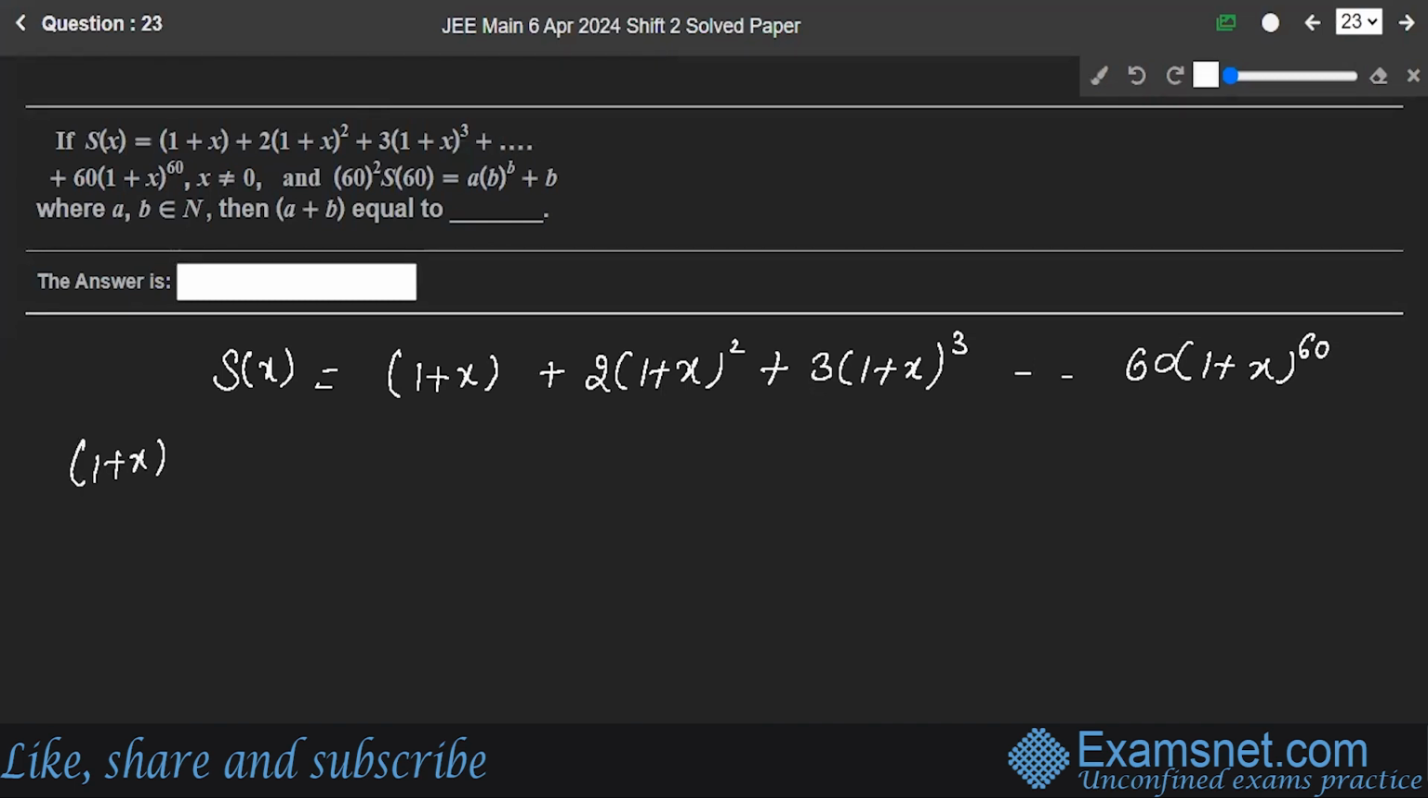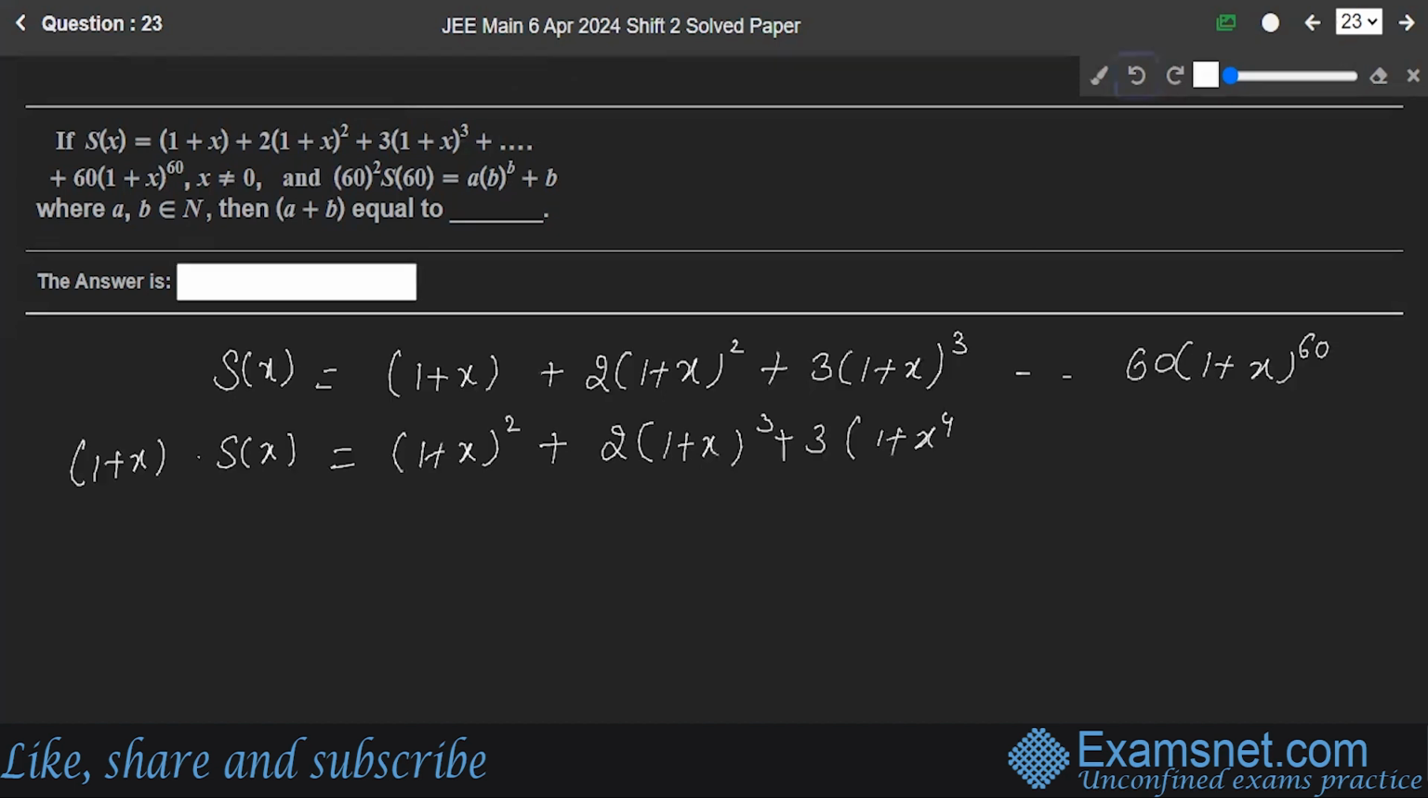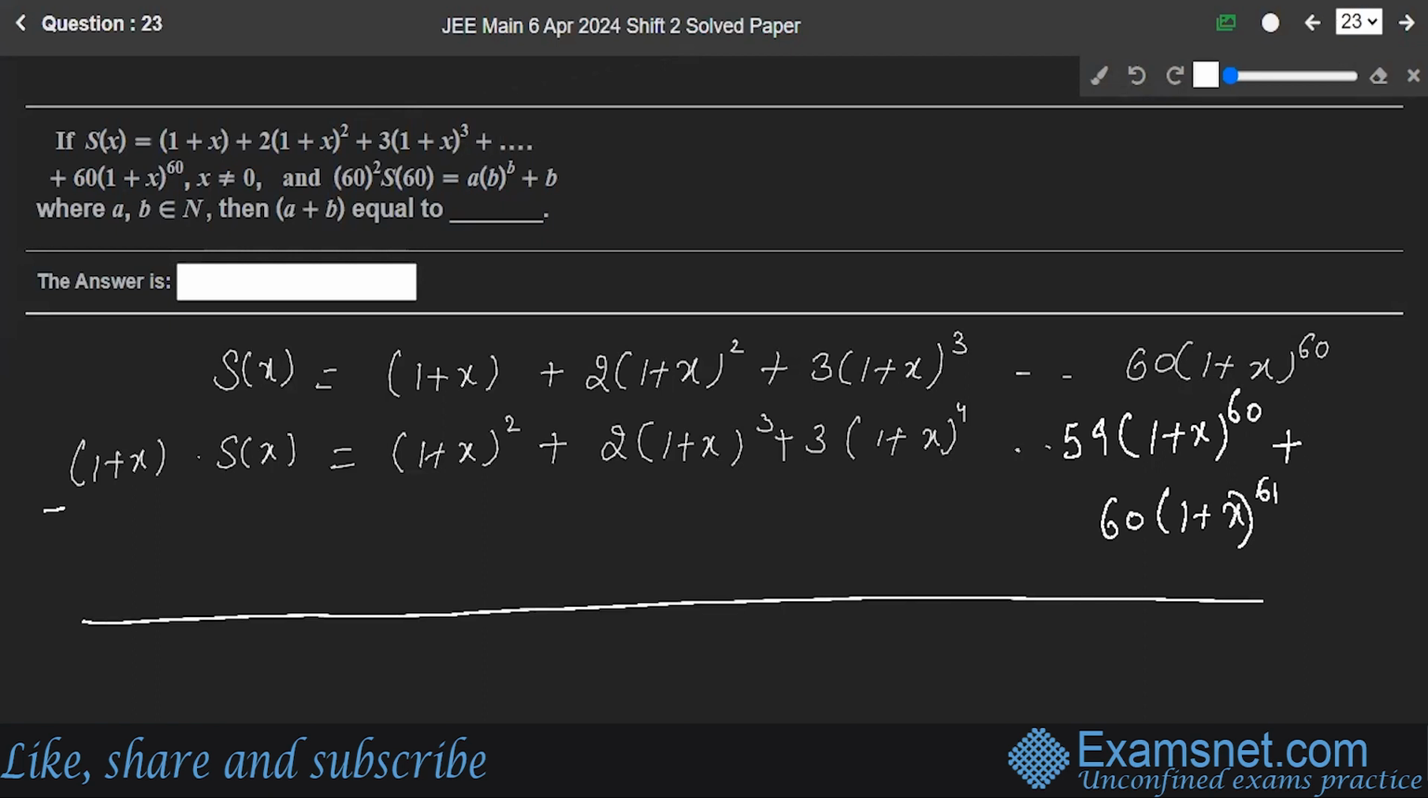Multiplying both sides by (1 plus x), (1 plus x) into Sx is equal to (1 plus x) squared, 2 into (1 plus x) raised to power 3, and so on, till 59 into (1 plus x) raised to power 60 plus 60 into (1 plus x) raised to power 61. And let's do one thing: subtract both of them. Okay, subtracting, as x I have taken common, this will be 1 minus (1 minus x).